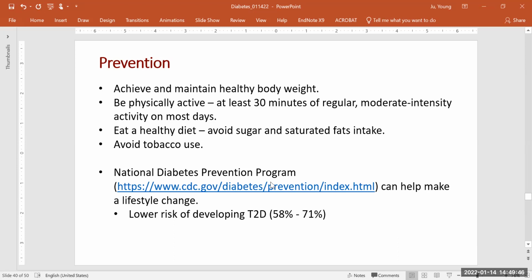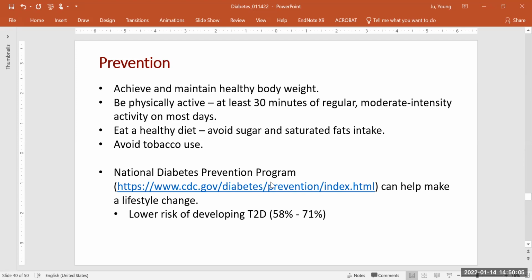And smoking and diabetes are strongly associated. So quitting smoking will help prevent and manage diabetes. These preventive approaches sound straightforward, but often it's difficult to follow by yourself.